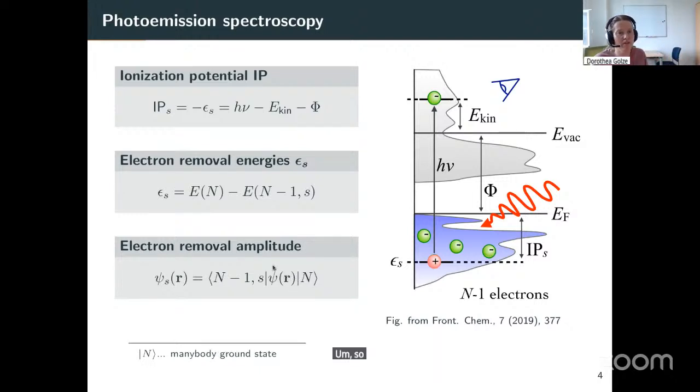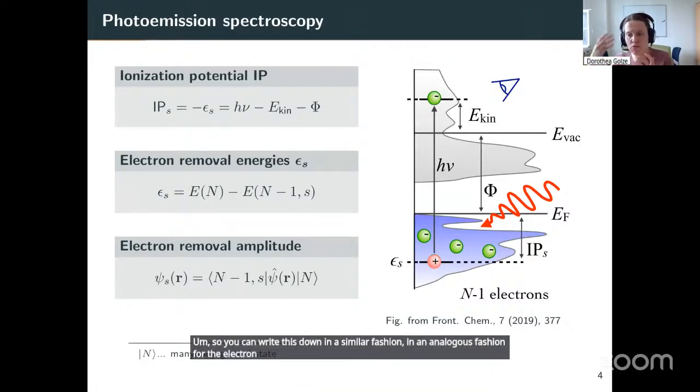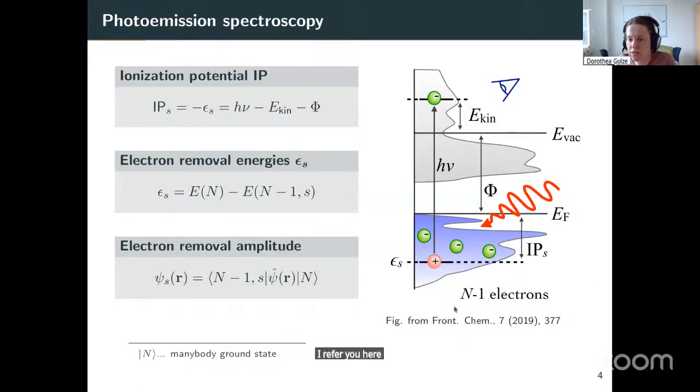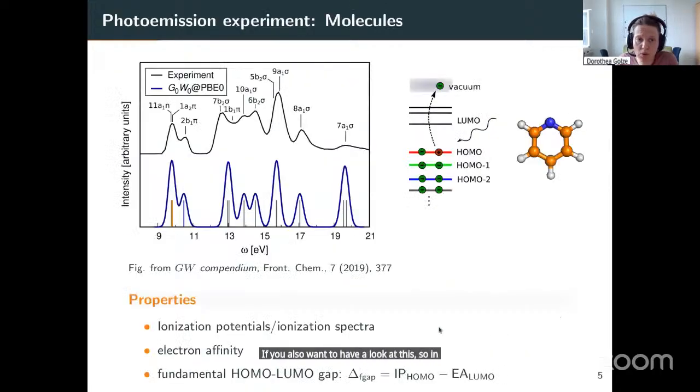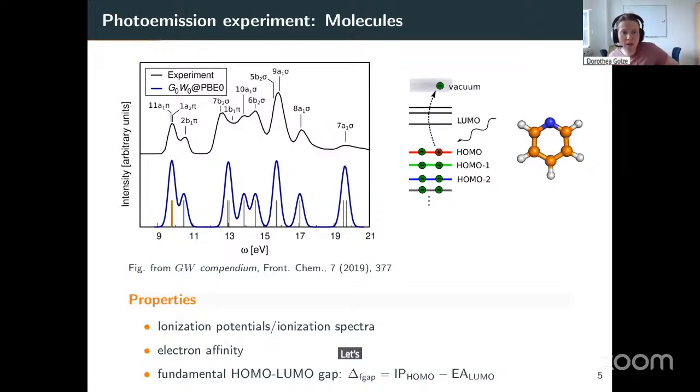You can write this down in an analogous fashion for the electron affinities, for the inverse process, inverse photoemission. I refer you to this review if you also want to have a look at this. In the interest of time, I will go on to show some examples. How does such a photoemission experiment look in the case of molecules?